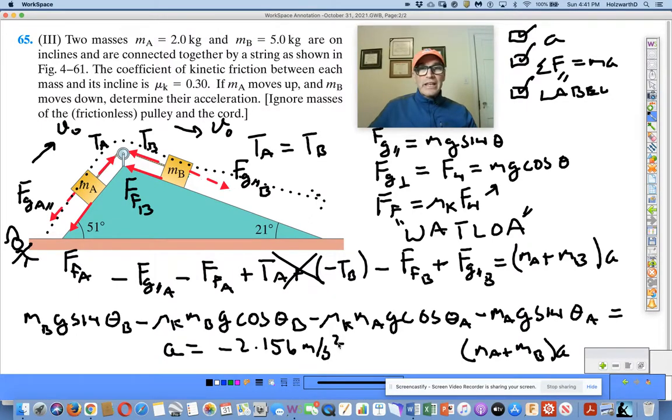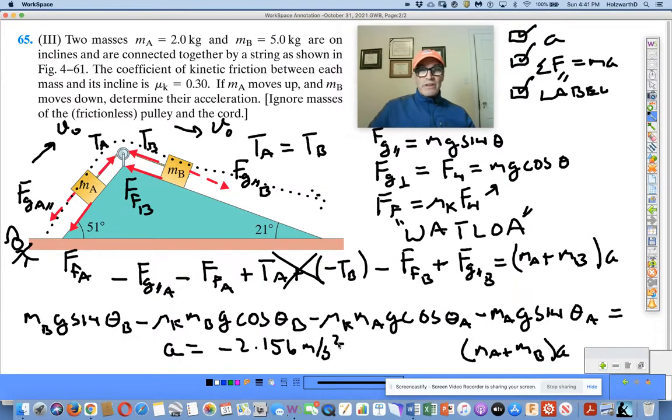Yeah, you're going to get a negative acceleration. That's because the system is slowing down. It's decelerating. M sub A is slowing down, going uphill. M sub B is slowing down, going downhill. So expect that it happens, but that's all based on the fact that it's initially moving in this direction, so it allows us to establish the direction of the friction force.